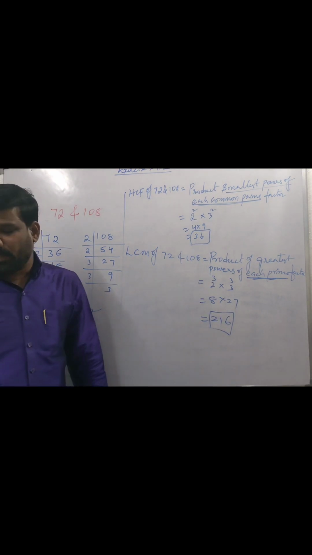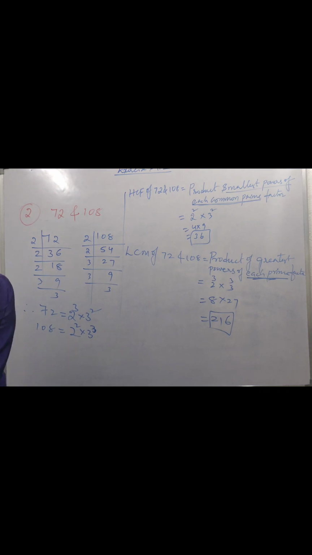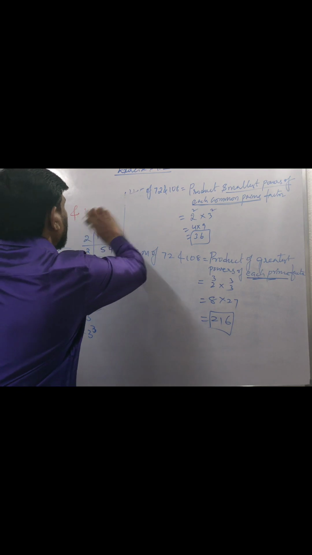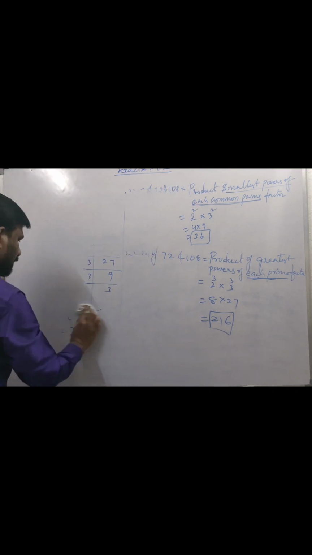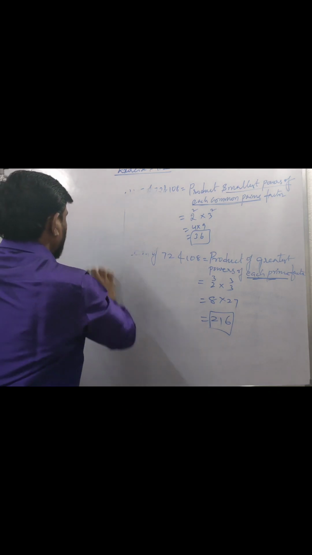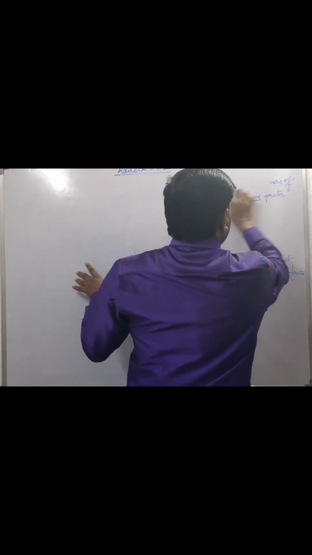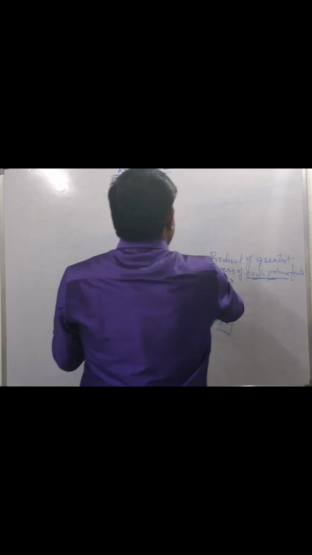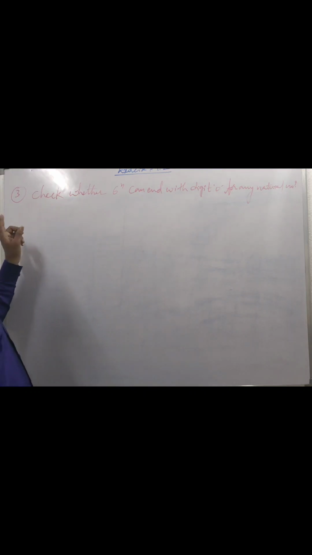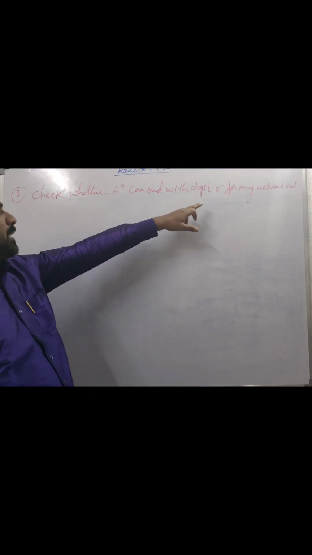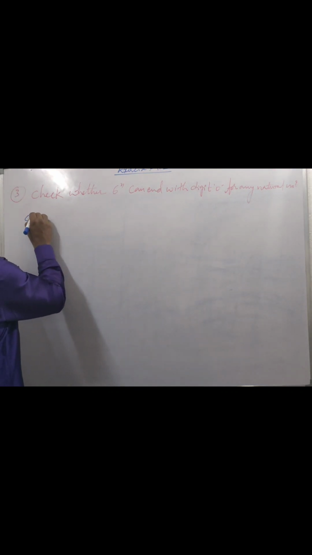This is about the second bit. Next is the third one. What is this third bit? Let us see. Right. Third question: check whether 6 power n can end with digit 0 for any natural number n. Right, let us see the solution.